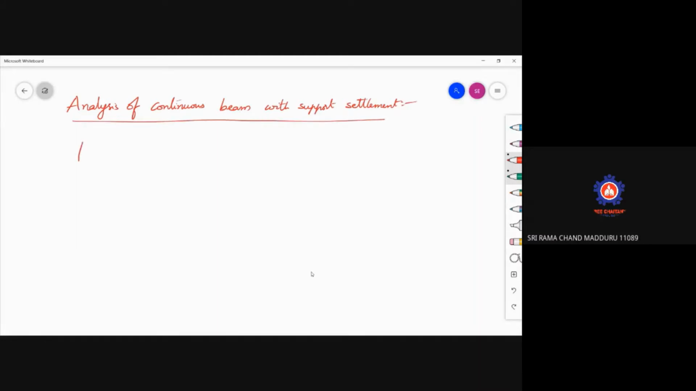We have already seen this when a fixed beam is there, when one end is having a support settlement by delta, then the additional moment that is created in the beam is nothing but 6 EI delta by L square. And this is also 6 EI delta by L square.